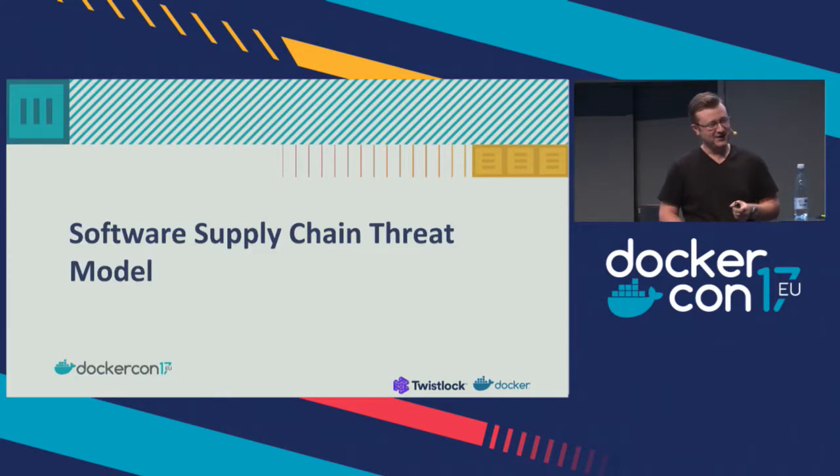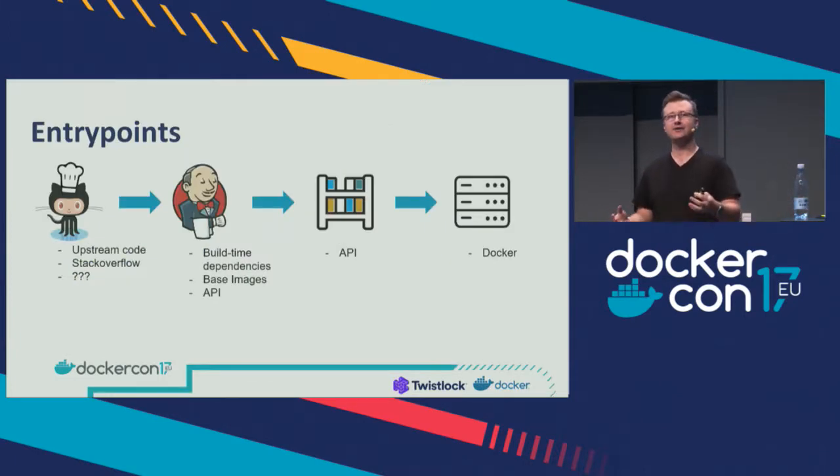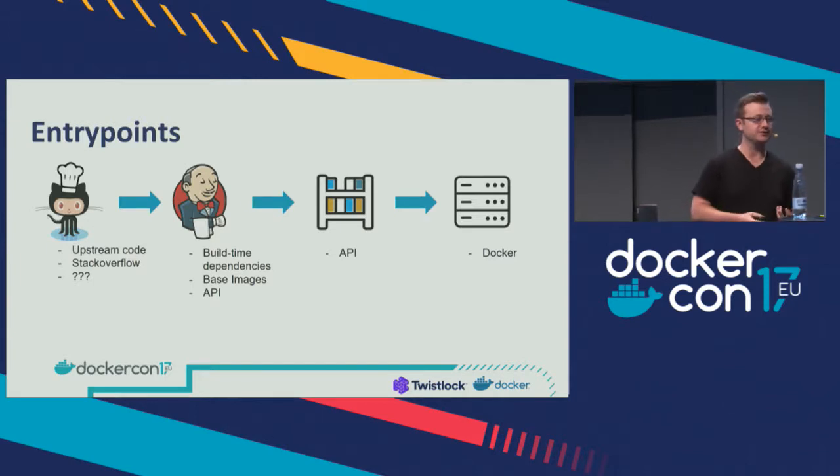So let's look at our software supply chain threat model. And one of the ways of doing a threat model is to start by breaking down your application into three sets of components. The first one of these is the entry points. How can somebody actually interact with the components within our system? Because this is how they're going to be able to affect operations.